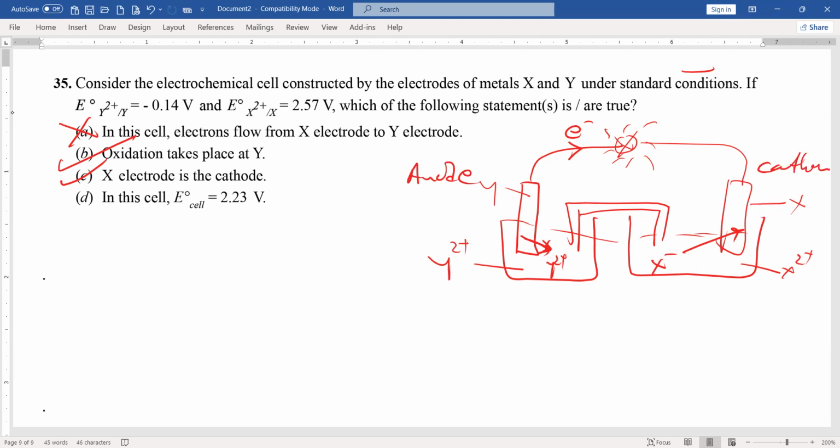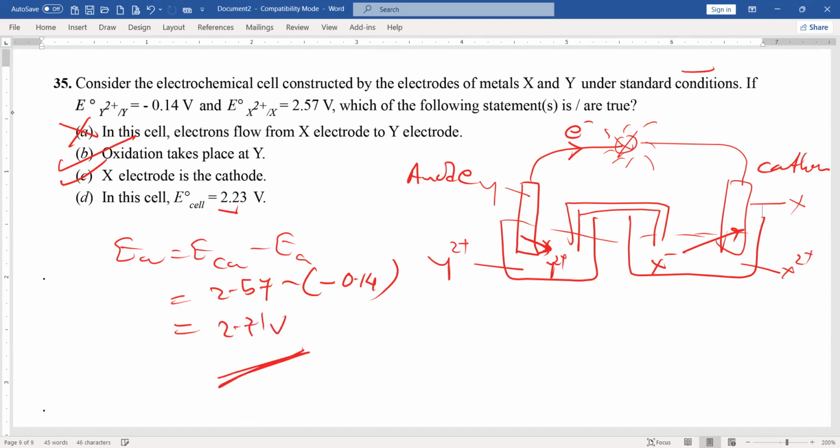In the cell, this is the cell potential. E cell equals E cathode minus E anode. So the E cathode is equal to 2.57 minus 0.14. So the cell potential is 2.71 volt. So the answer is B and C.